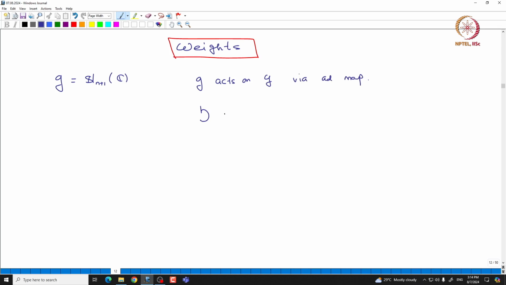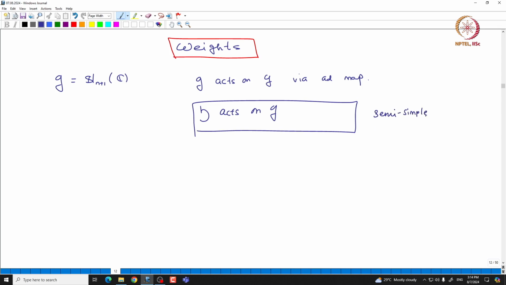One can restrict that representation and make H act on G. If you look at this action, then this action is indeed semi-simple. What do we mean by semi-simple? Each element of H must act diagonalizably on the representation, and since H is abelian, we can simultaneously diagonalize the action of H. That kind of action is called a semi-simple action. So now we have this action, and it is acting semi-simply.